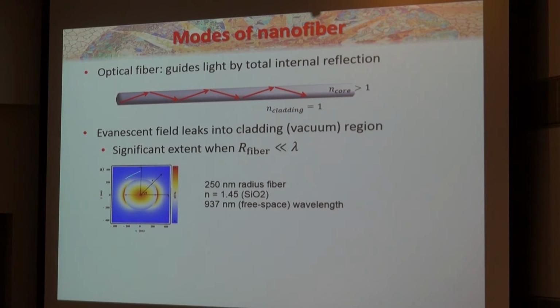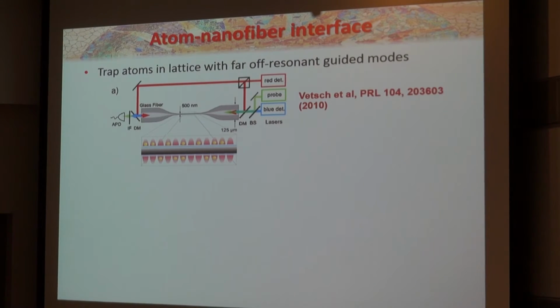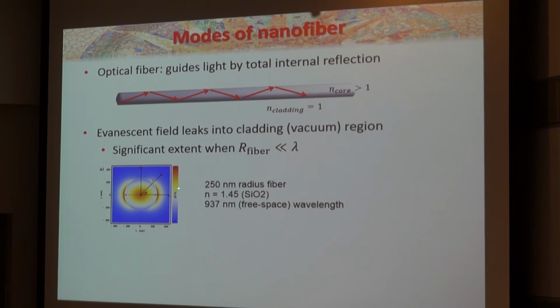So here's a numerical plot of that. Here's a 250 nanometer radius fiber. And what I'm plotting here is the field profile. And you indeed see that there's a lot of field that lives in the vacuum region, but in an evanescent fashion. So what that means is, you can use that to try and both trap atoms near the fiber and to have atoms interface with guided modes of the fiber.